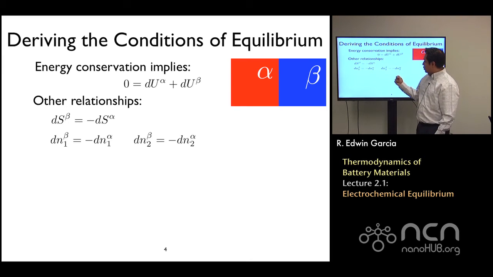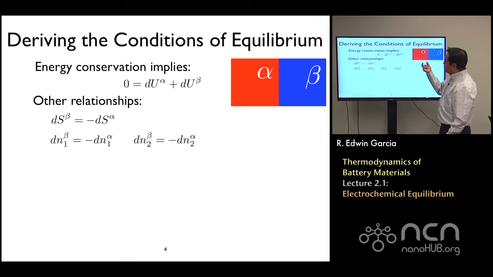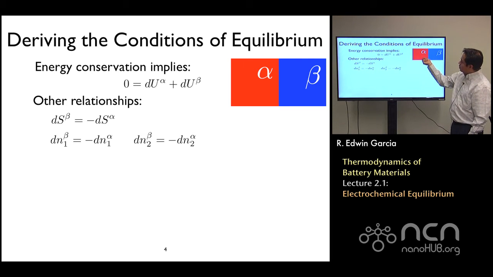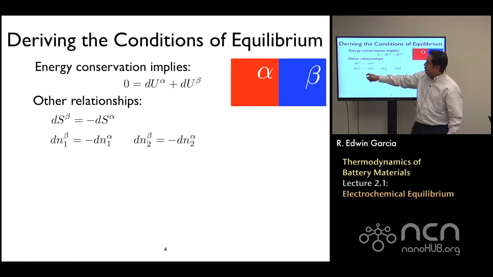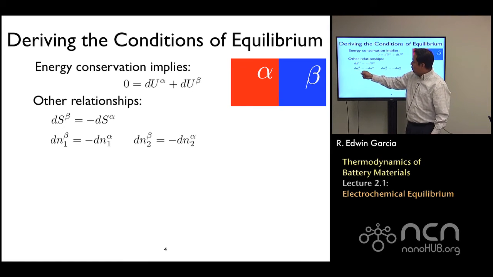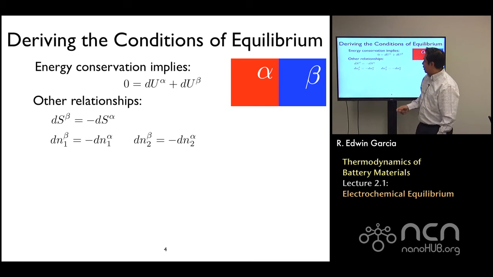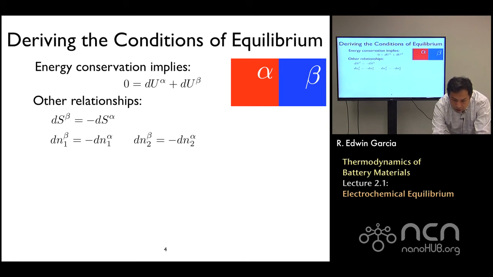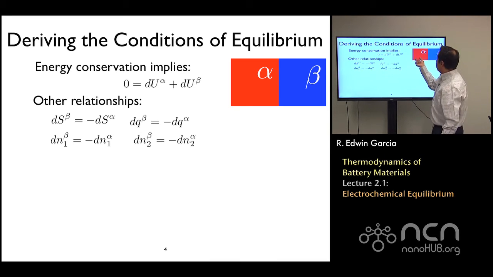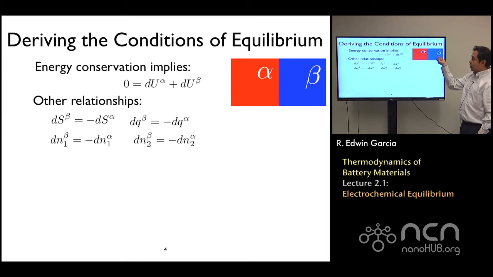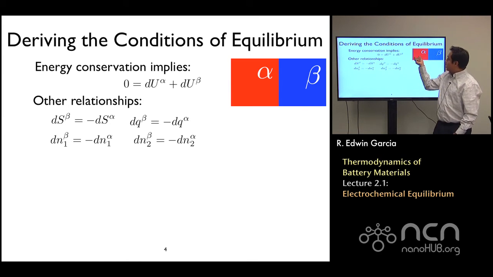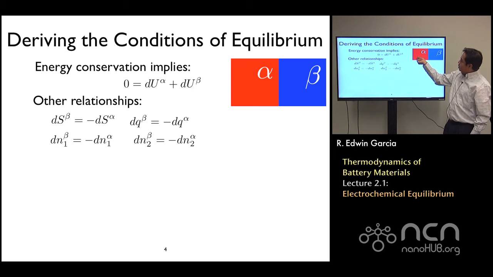So for fluctuations of composition in component 1, if I take component 1 out of the alpha phase and put it in beta, that should account for energy conservation by having that change of component 1 be the negative of the component 1 change of the other phase, and the same with component 2. Now we can also say the same thing about the amount of charge. If I take charge out of alpha and put it into beta, as would occur in a battery, then that charge cannot be created or destroyed. Basically, it's just moved from one system to the other one.